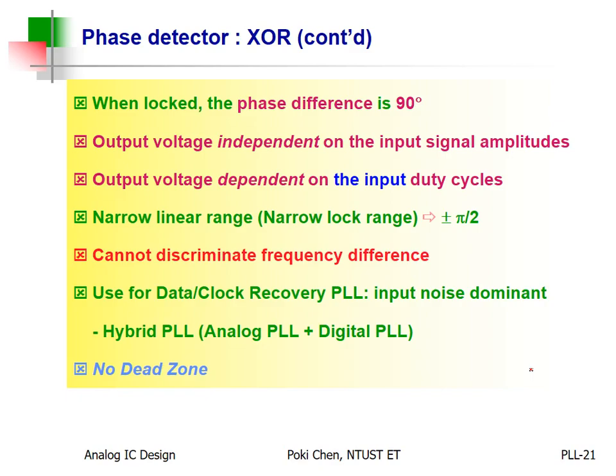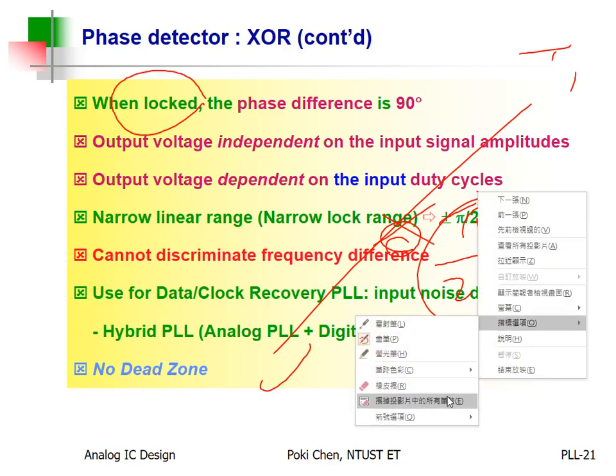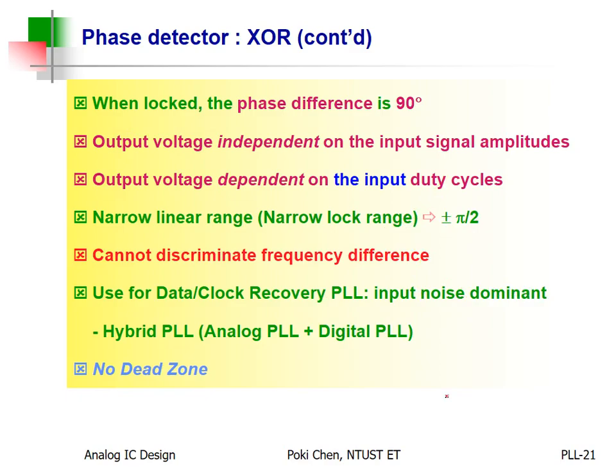And also when locked in the middle, right, 0 to pi, you get 90 degrees in difference. That is good for IQ operation, in-phase, out-of-phase operation. Okay, as you like, I don't care. Sometimes it's good, sometimes it's not. Anyway, I need to tell you, such kind of analog multiplier or digital exclusive OR, they don't have the capability to discriminate frequency difference.